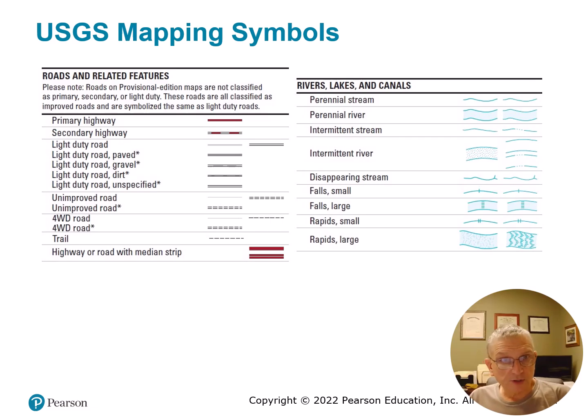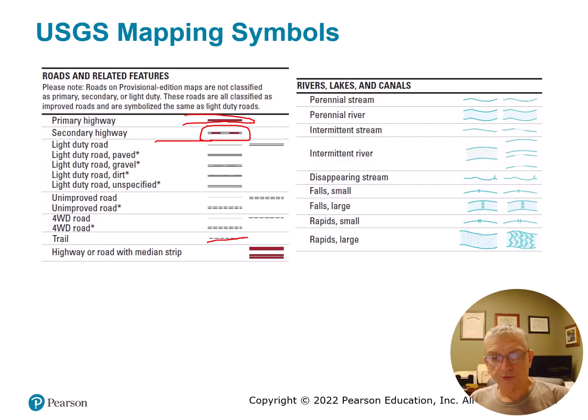USGS mapping symbols continued. Roads and related features. These are in color, which our maps are not always in the surveying world or the engineering world, although we have the capabilities to. A lot of times they're going to be duplicated and scanned in black and white, so we might be staying away from color. But primary highway is a large solid line. A secondary highway is a colored large line with the interior dashed. Light duty gravel, light duty dirt, unimproved road, 4-wheel drive road, trails, single dashed line. Over here on the right, rivers, canals, and lakes.